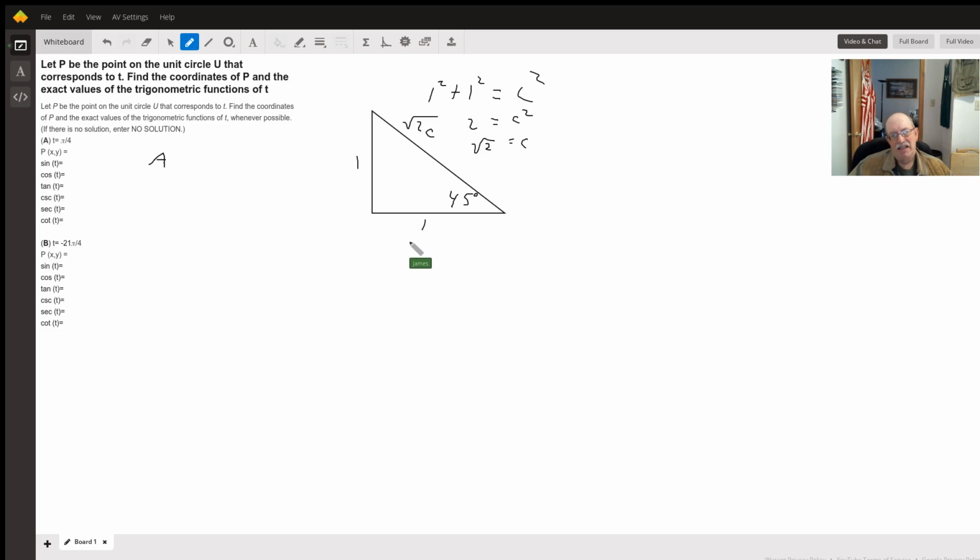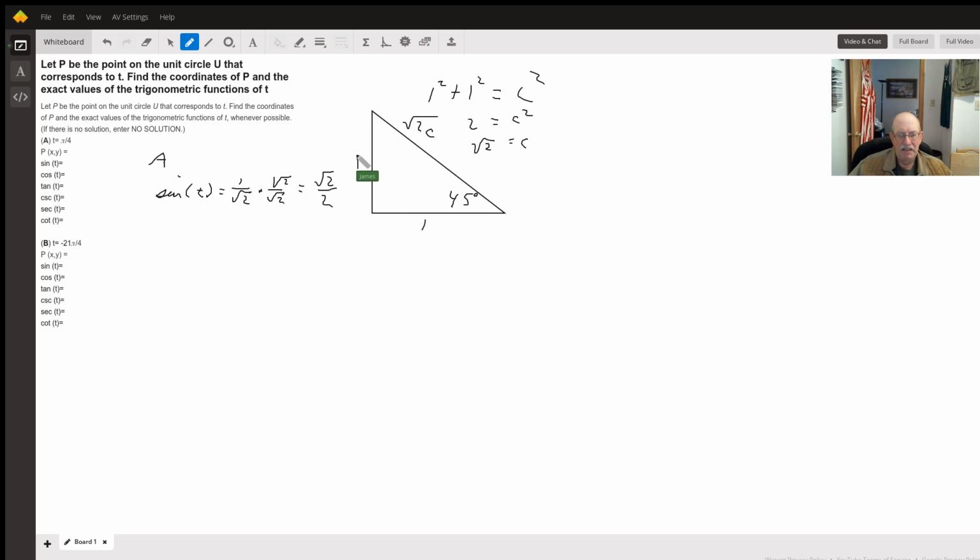Sine is the opposite over the hypotenuse. That is going to equal 1 over the square root of 2, which they have us rationalize the denominator. So we have to multiply the top and the bottom by the square root of 2, and we get the sine is square root of 2 over 2.